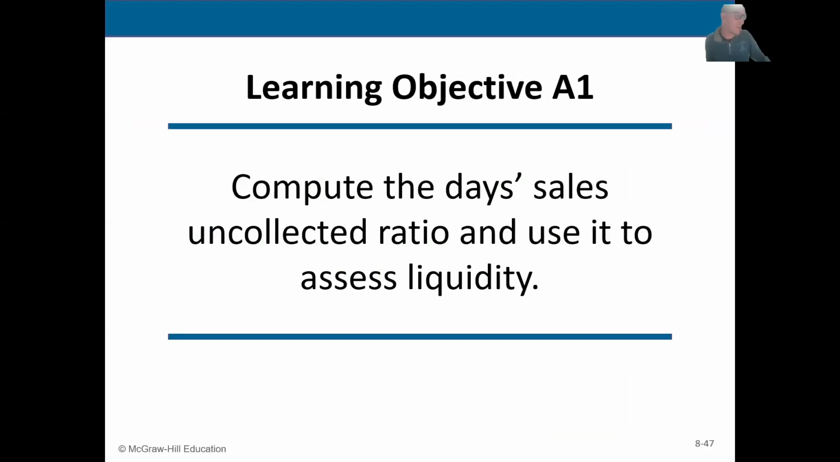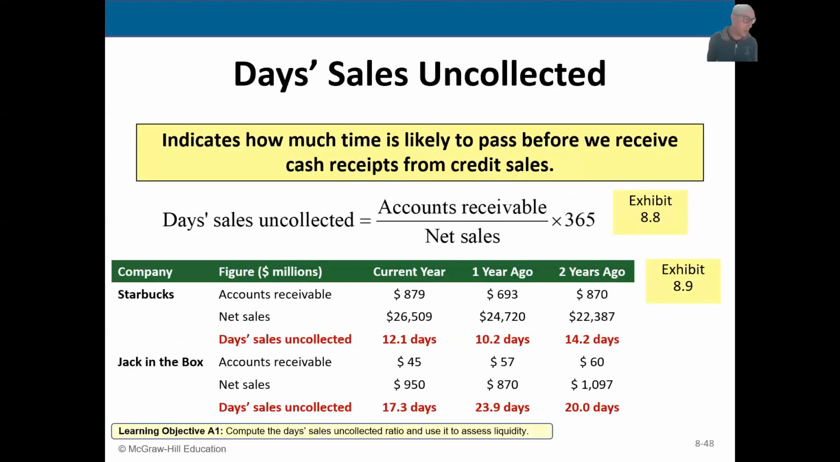Now, it wouldn't be an accounting class without at least one or two ratios, you know that. So I want to talk to you about the days sales uncollected ratio. The idea behind this ratio and the reason why it's important is because it measures how quickly the company converts its accounts receivable into cash. How many days does it take? We do that by taking accounts receivable divided by sales times 365 days. Obviously, the shorter number of days, the better.